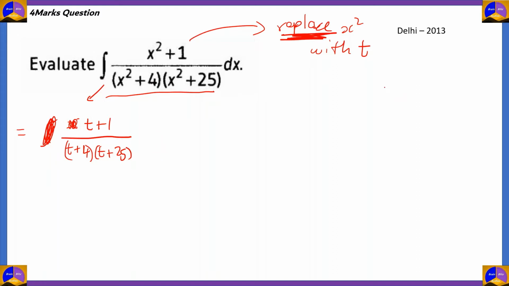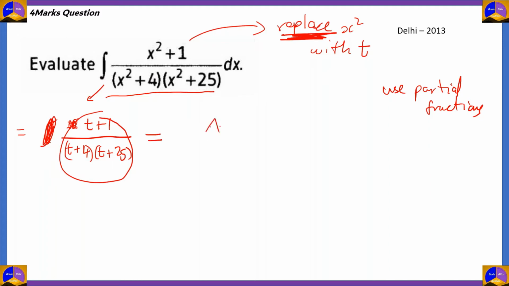What do we do next? Use partial fractions. So (t plus 1) by (t plus 4) times (t plus 25) now becomes a by (t plus 4) plus b by (t plus 25). How do we simplify this further?